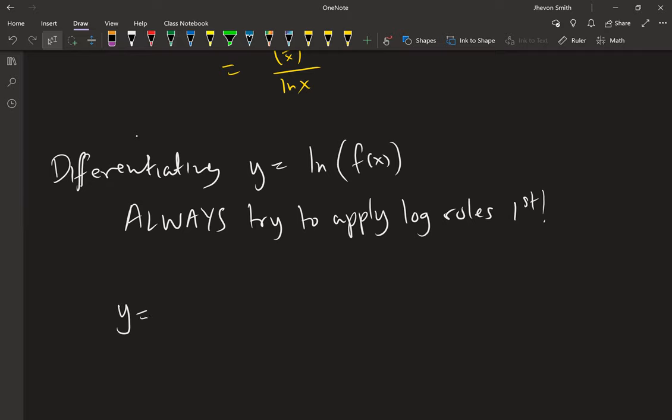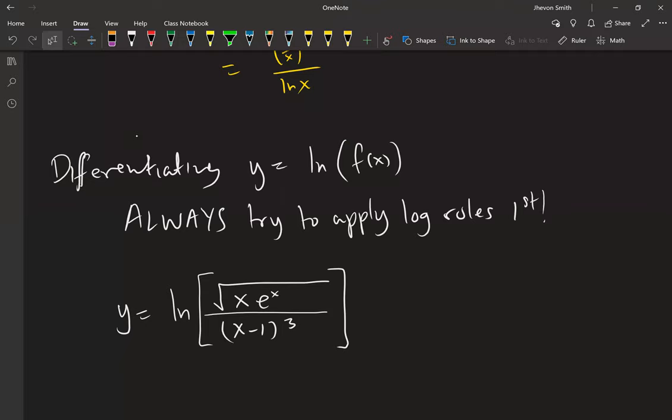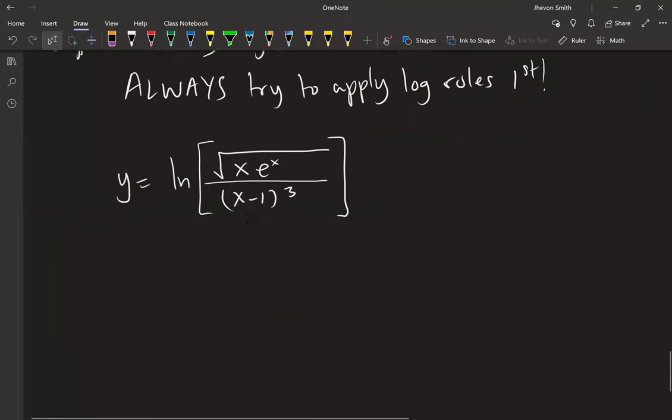So if you have like y equals ln of the square root of x e to the x over x minus 1 cubed, and all of that is in an ln. Now, to actually differentiate the inside here, if you apply this rule directly that I mentioned over here, u prime over u, to get the u prime is going to be really annoying. It's going to be an annoying mess. Even if you switch it to product rule if you want, it's still going to be annoying.